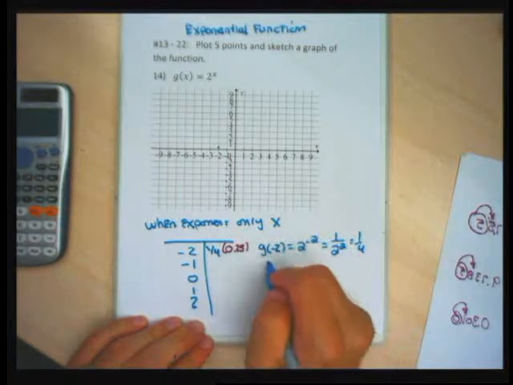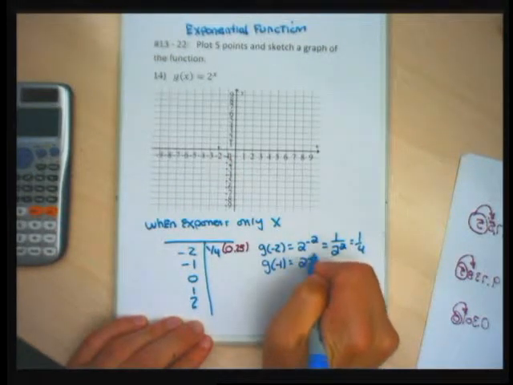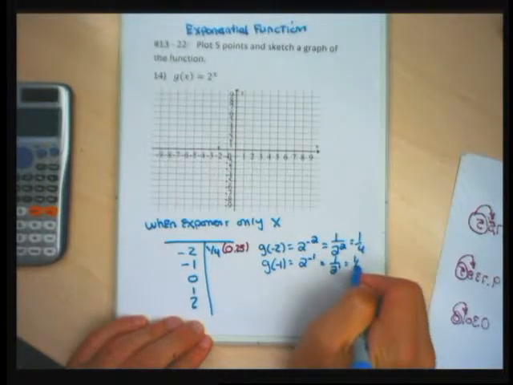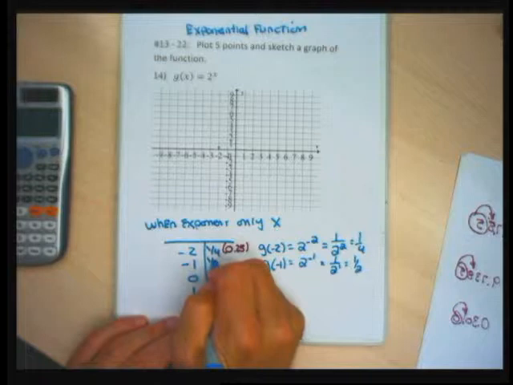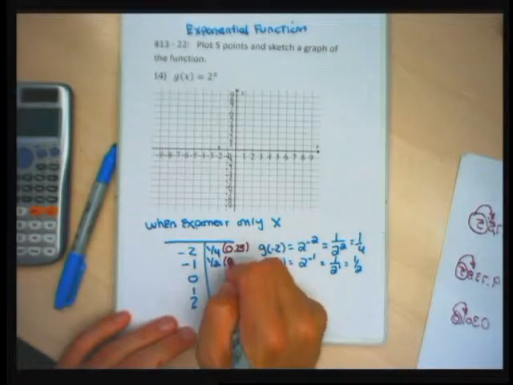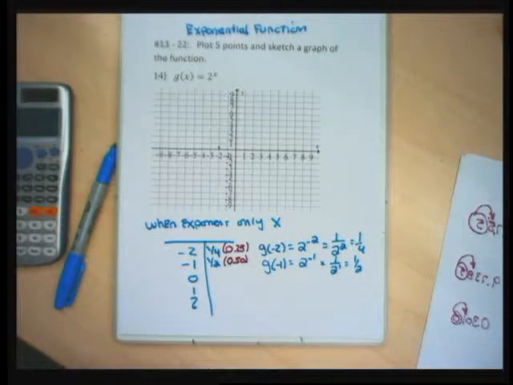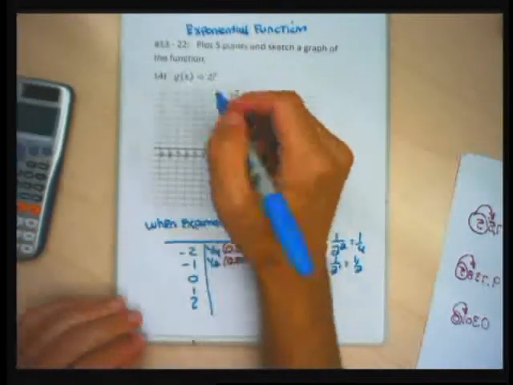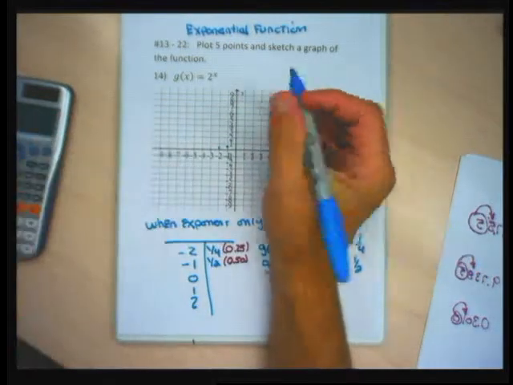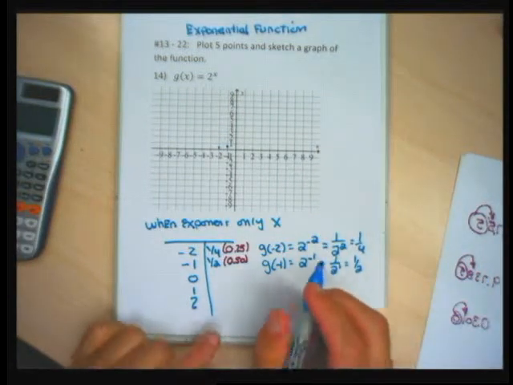When I go to plot that point, it's just a little bit above the x-axis over at -2. For g of -1, 2 to the -1 power is 1 over 2 to the first, which is 1/2. And again, my calculator will probably give me 0.50, the decimal equivalent of 1/2. That point's a little bit higher, so I go to -1 on the x-axis and then up halfway between 0 and 1.